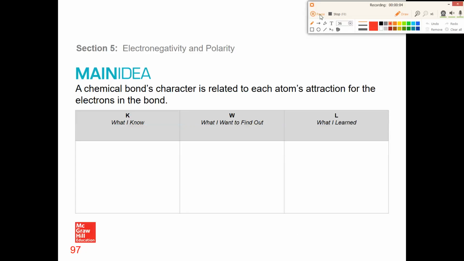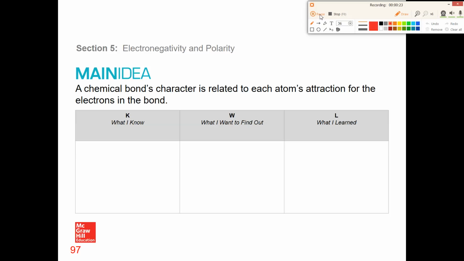Hi everybody. So this is the final section for this chapter. It's about electronegativity and polarity. So far we've been talking about ionic compounds and covalent compounds, ionic bonding, covalent bonding.